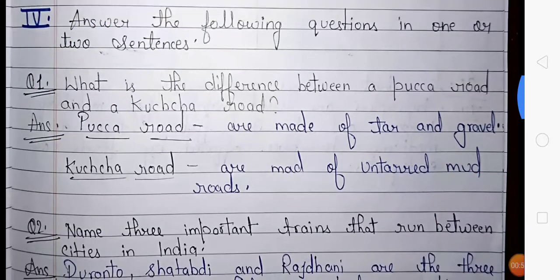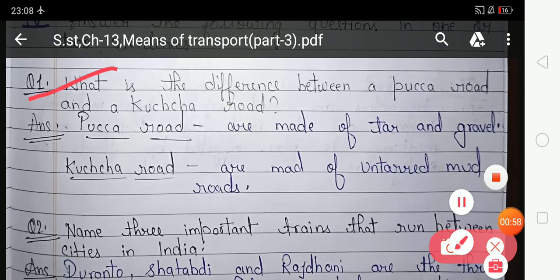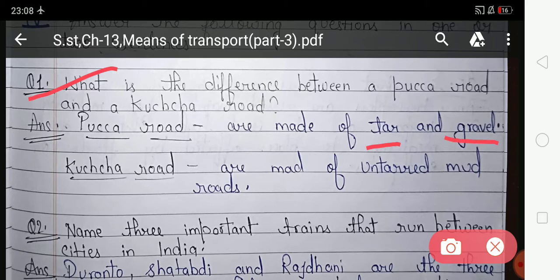So now look at the first question. What is the difference between a pakka road and a kacha road? Students, in this question you have to write about the difference between a pakka road and a kacha road. So look at this answer. Pakka roads are made of tar and gravel, and kacha roads are made of untarred mud roads known as kacha roads. So students, these are the differences between the pakka road and the kacha road.